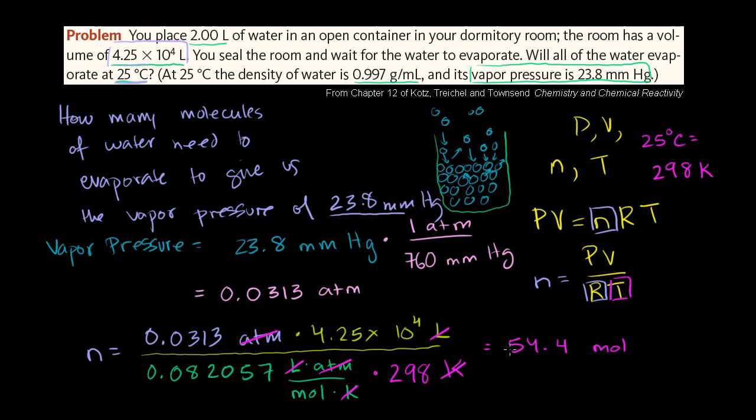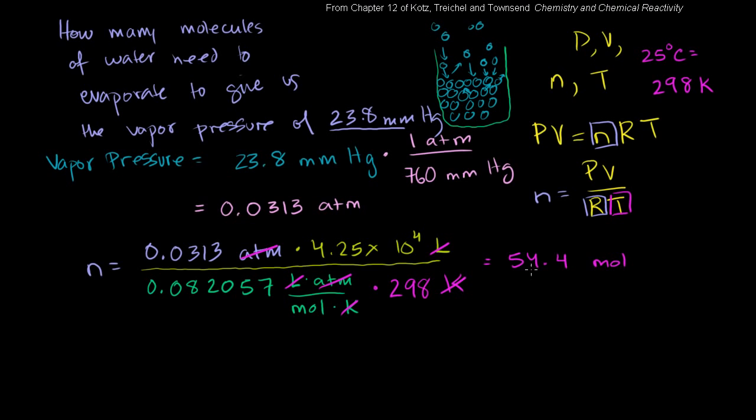If more evaporates, then more will condense. We will be beyond our equilibrium. So we won't ever have more than this amount evaporate in that room. So let's figure out how much liquid water that actually is. So 54.4 moles of H2O, that's going to be in its vapor form, is going to evaporate. But let's figure out how many grams that is.